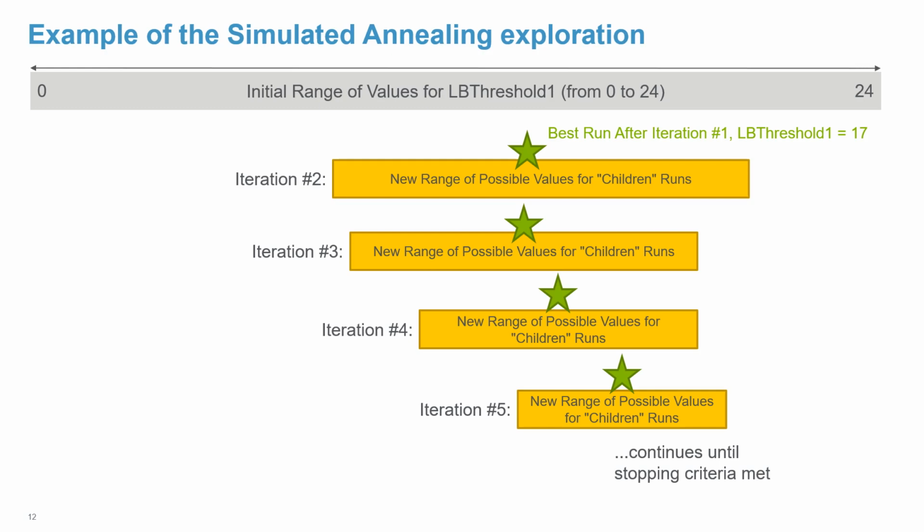Here is an example of how we implement our search algorithm on a parameter called line balance threshold 1. We start from choosing a value randomly from the full range of possible values, 0 to 24. We evaluate the solutions and center the next range to pick from around the best solution found so far. We repeat the process, and in each iteration, the range size decreases. We stop when there is no more improvement in the solution values.